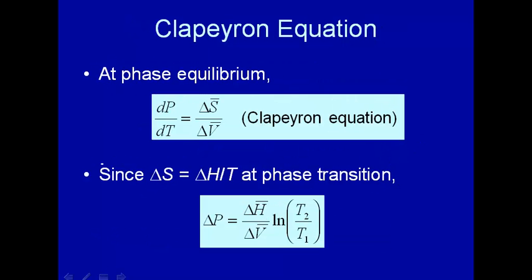Now let's talk about the Clapeyron equation. This is not the guitarist, Eric Clapton. In fact, it's spelled differently. So this is actually a guy who lived back in the 1800s, a dead white European male. He developed this equation here. At phase equilibrium, dP/dT is the change in the partial molar entropy in going from one phase to another, divided by the change in partial molar volume in going from one phase to another.